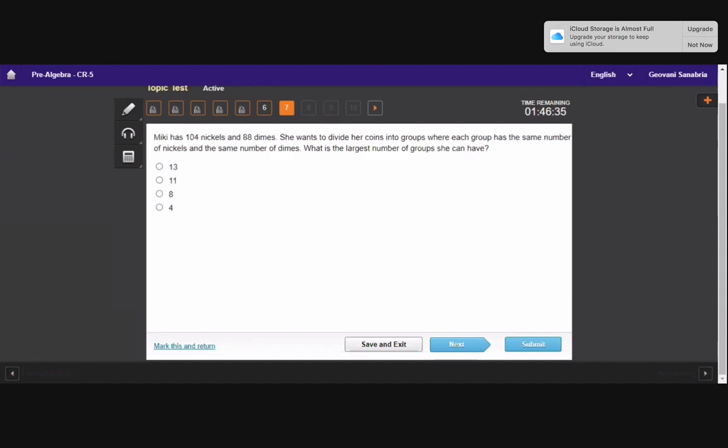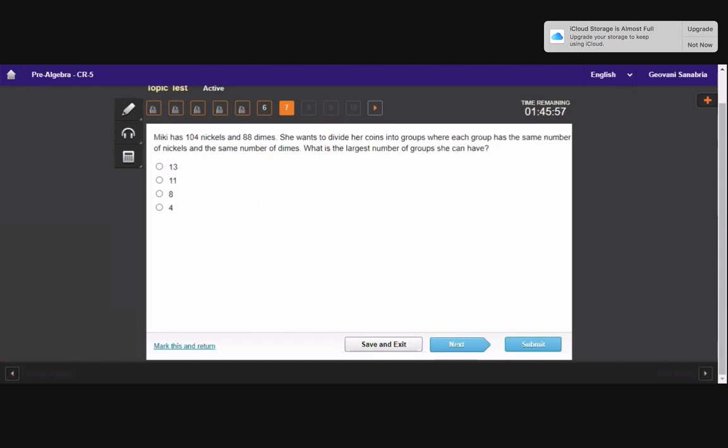Well, let's do 104 divided by 13. That means 8 nickels in 13 groups. Can you put 88 dimes into 13 groups? That's 88 divided by 13. No, you can't. Okay, and then 104 divided by 11. You can't put 104 nickels into 11 different groups evenly, so that doesn't work either.